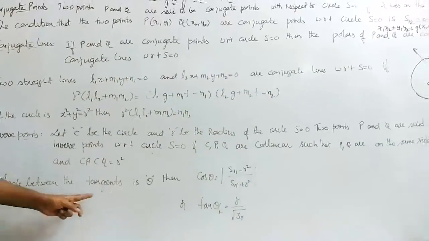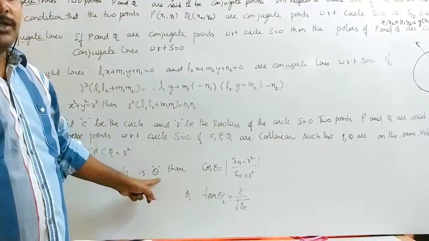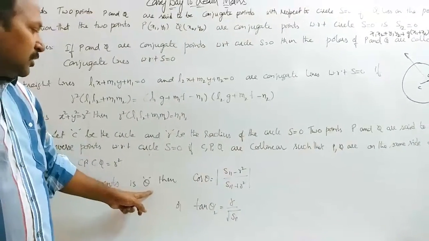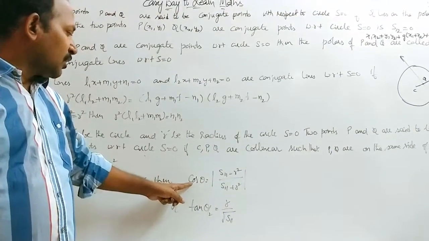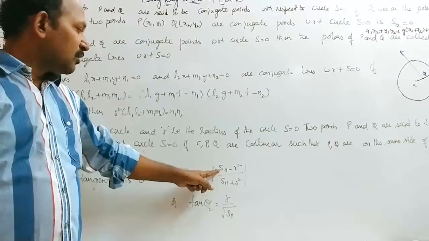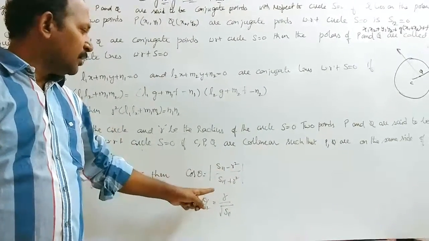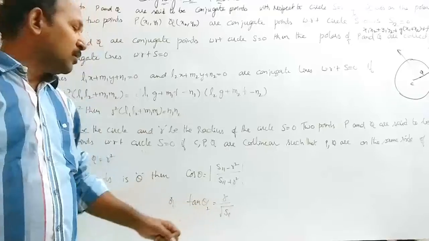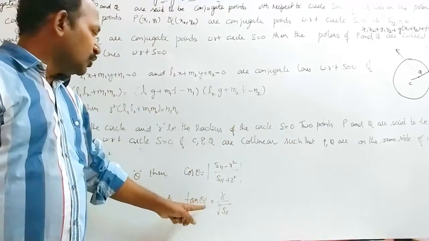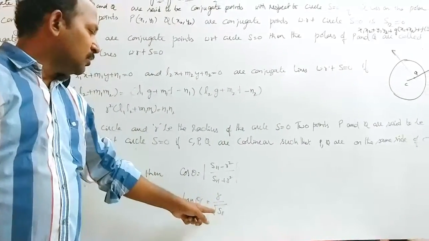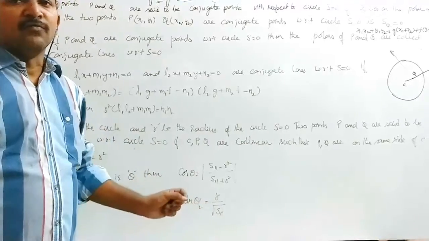Now, angle between the tangents. If the angle between the two tangents is theta, then directly the formula for cos theta is modulus of (S11 minus R square) by (S11 plus R square), or tan theta by 2 is equal to R by square root of S11.